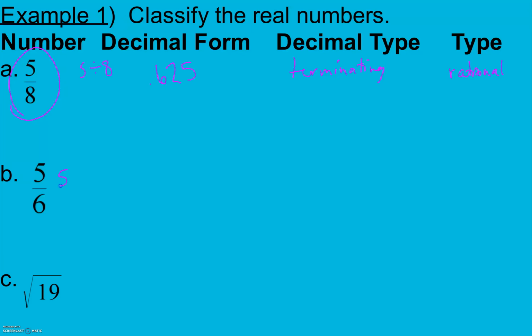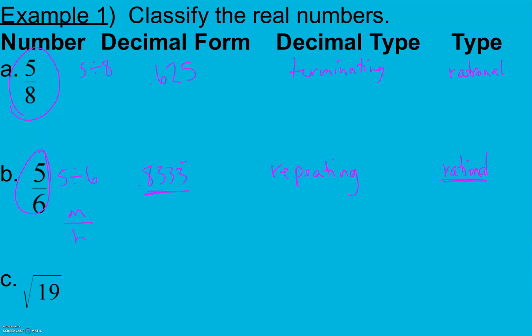5/6, again we take 5 divided by 6. I get 0.8333, okay, that 3 is repeating. So our decimal type here is repeating. And because we have a repeating decimal, it's a rational number. Think about it in terms of a rate. Miles per hour, for example, is a rate, and it's a fraction. Because we can write it as a fraction, we know it's rational. And because our decimal is repeating, we know that it's rational.